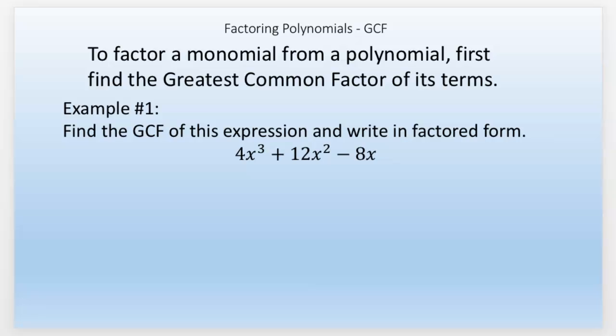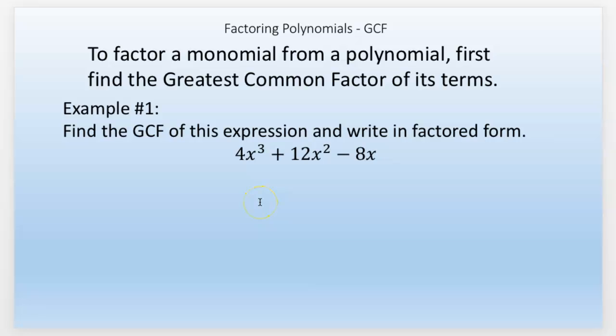Let's look at a quick example. To factor a monomial out of a polynomial, first find the greatest common factor of the terms in the polynomial. Before I click on here, just take a look at this polynomial: 4x to the third plus 12x squared minus 8x. First look at the coefficients, the numbers in front of the variables: 4, 12, and 8. Start with the smallest one, 4. Is 4 a factor of 12 and 8? Yeah. So you're done. Take the 4 out.